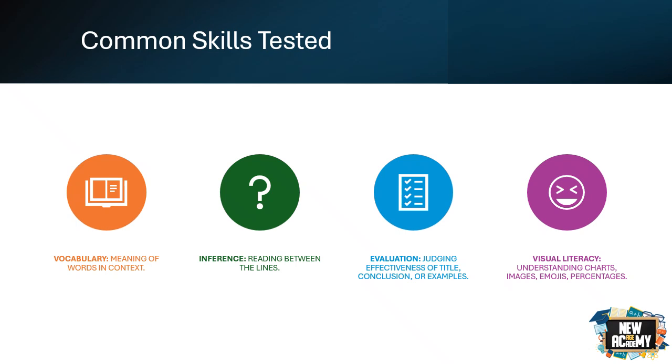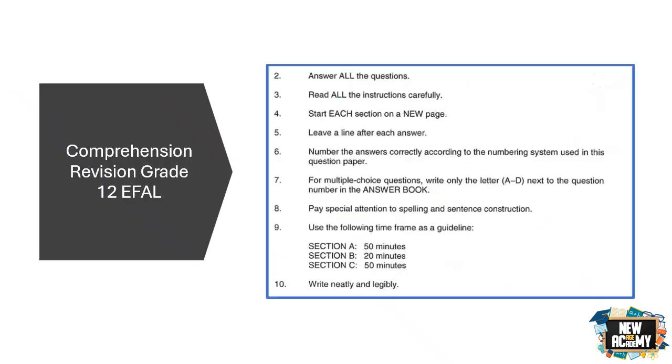So, by this, you should know that comprehension doesn't just ask questions for you to answer. It also tests certain skills, which are vocabulary, inference, evaluation, and visual literacy. We can move to the seventh slide. You can see that this is a comprehension revision for the Grade 12 English First Additional Language paper.